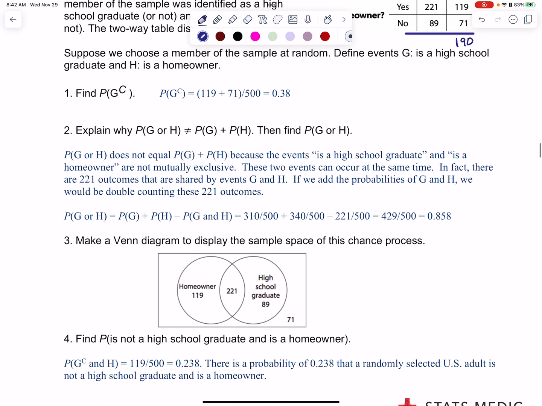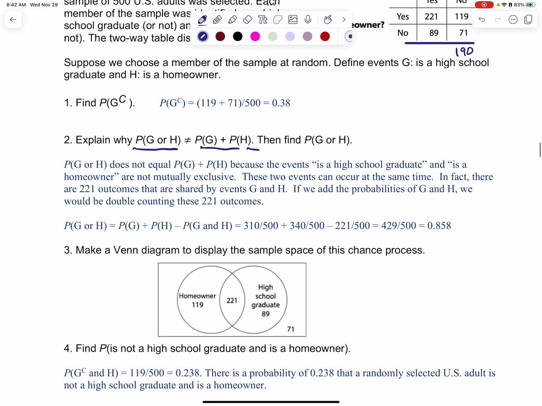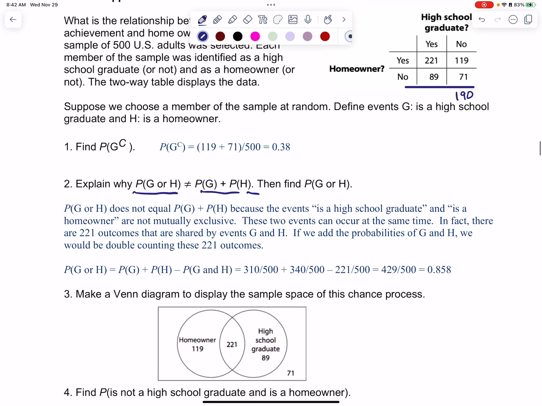And then explain why I can't just add them. Well, the problem is I have an overlap. If you notice, the probability of graduate is here, the probability of homeowner is here, and you see that 221 got counted twice, so I would have to subtract the overlap of the 221 homeowners that are also high school graduates.